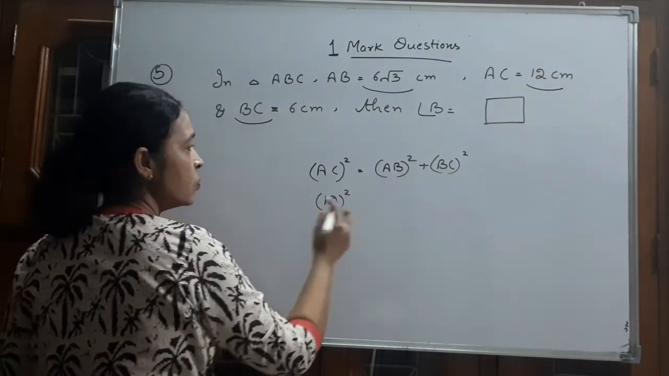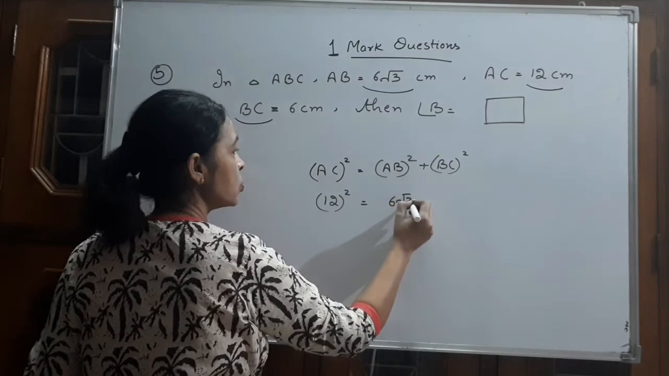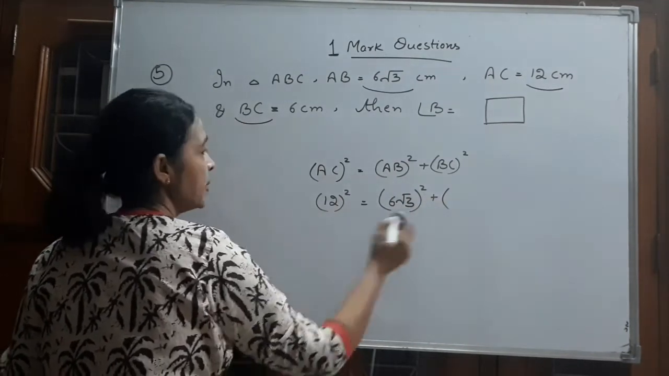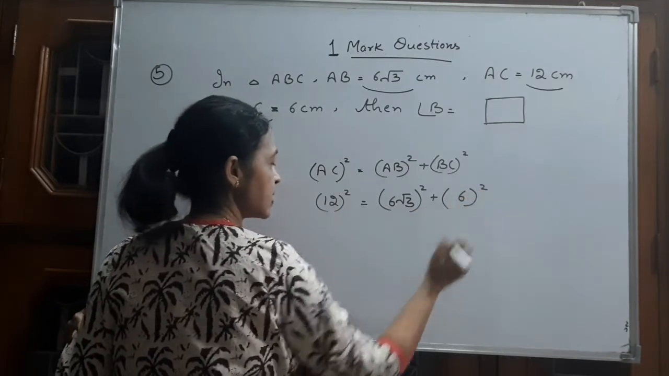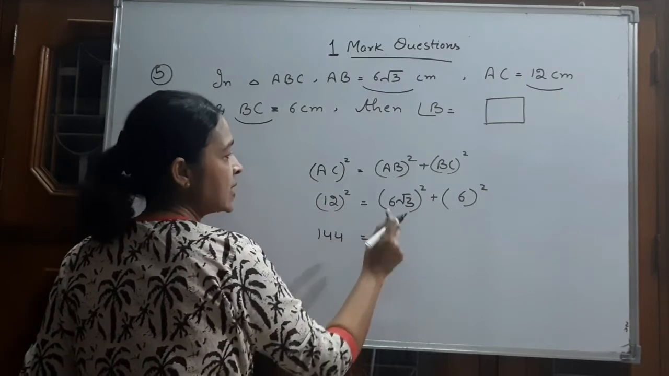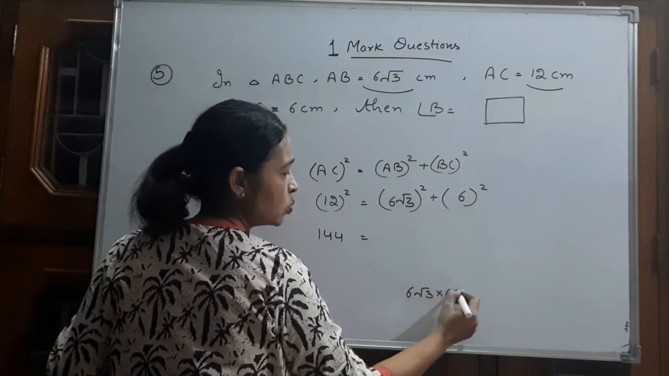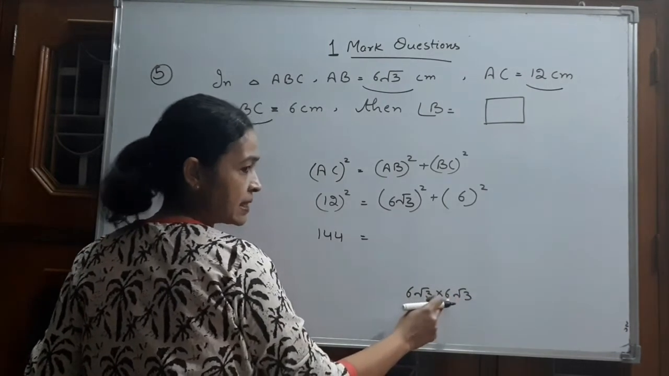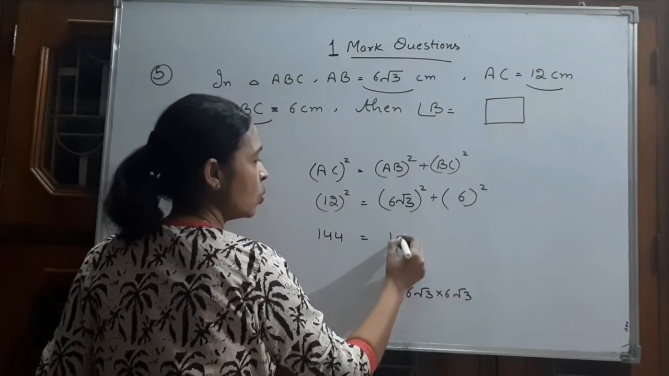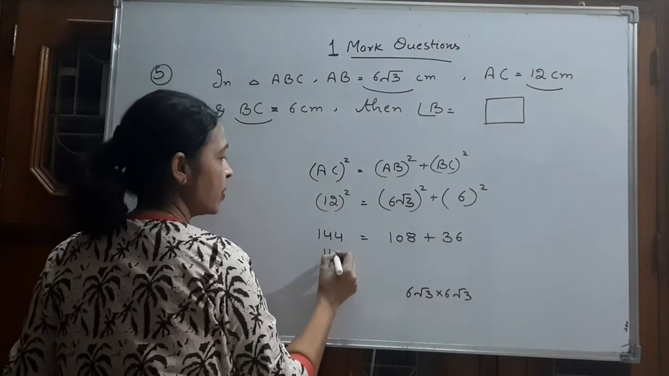AC is 12 centimeter, 12 square equals to what is AB? 6 root 3 centimeter square plus BC is 6 centimeter, 6 square. What is 12 square? 144. 6 root 3 into 6 root 3: 6 into 6, 36. Root 3 into root 3, 3. 36 into 3, 108. Plus 6 square, 36.